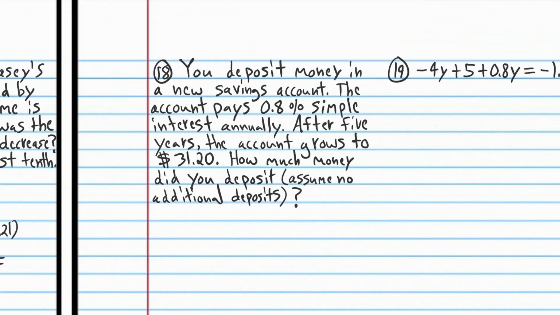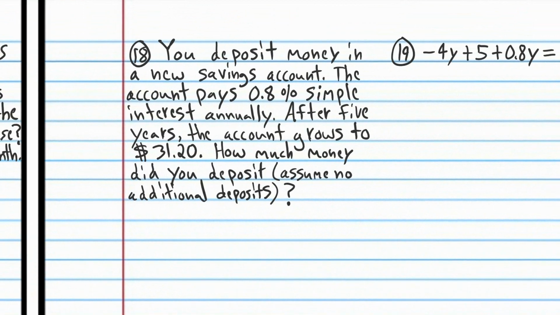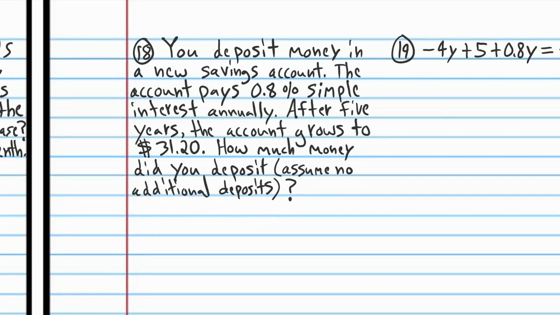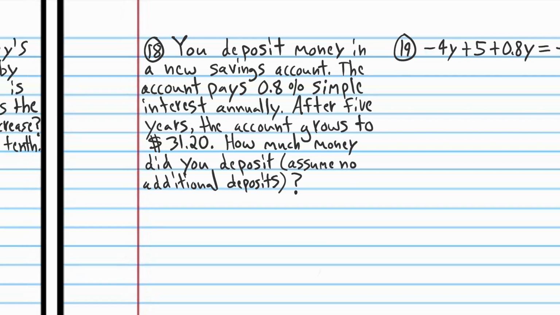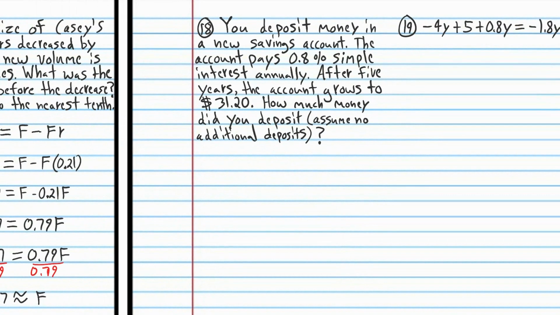You deposit money in a new savings account. The account pays 0.8% simple interest annually. That means once every year. After 5 years, the account grows to $31.20. How much money did you deposit? Assume no additional deposit. So it looks like this is going to be a three-step equation.